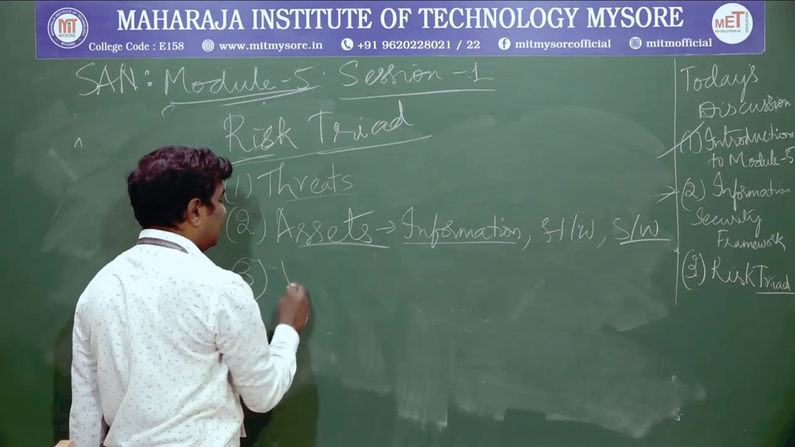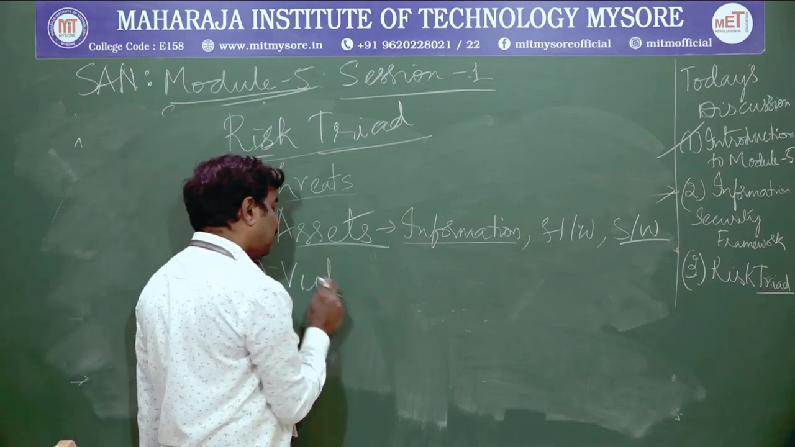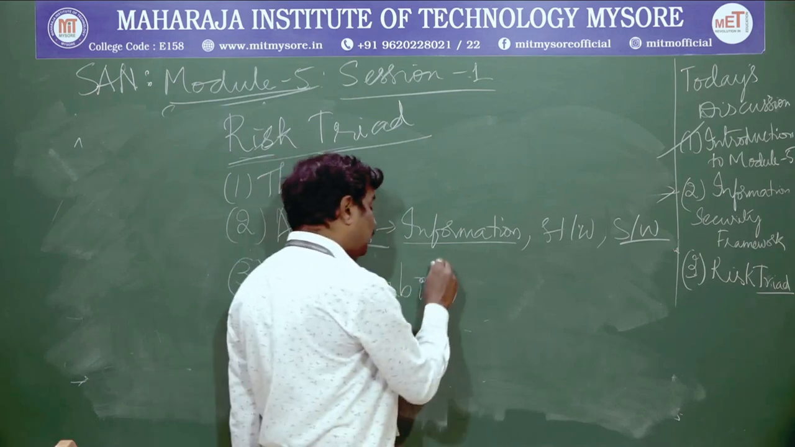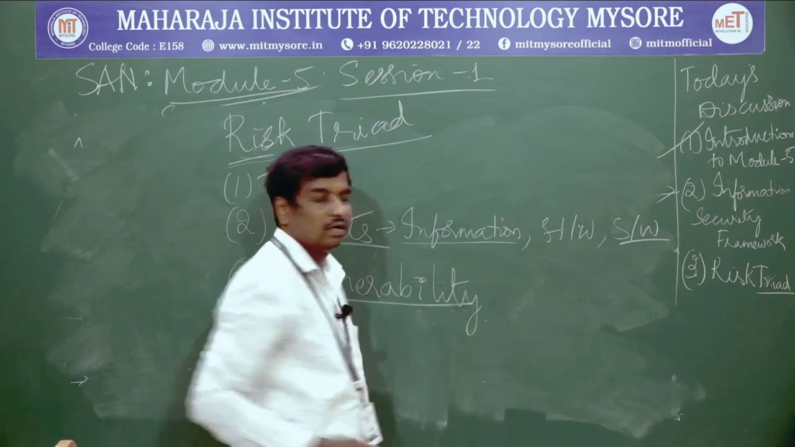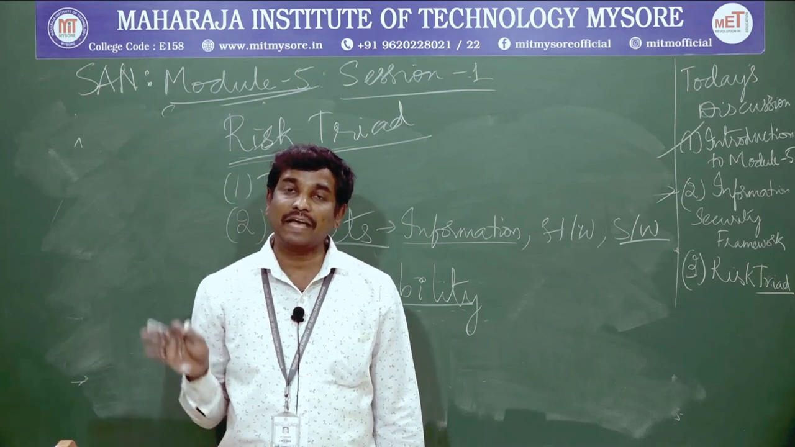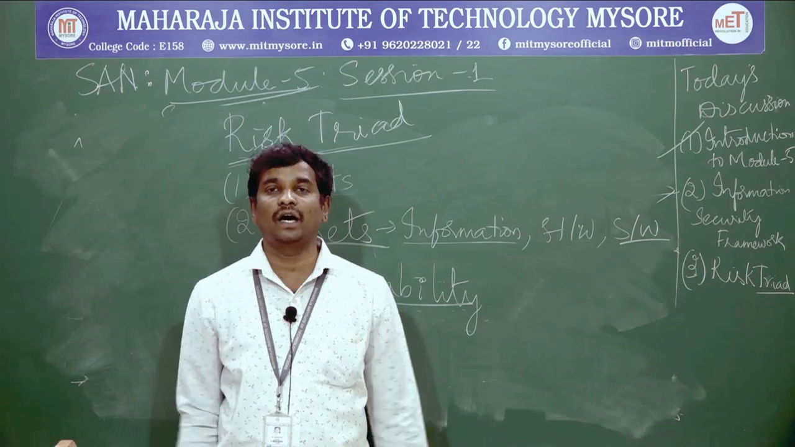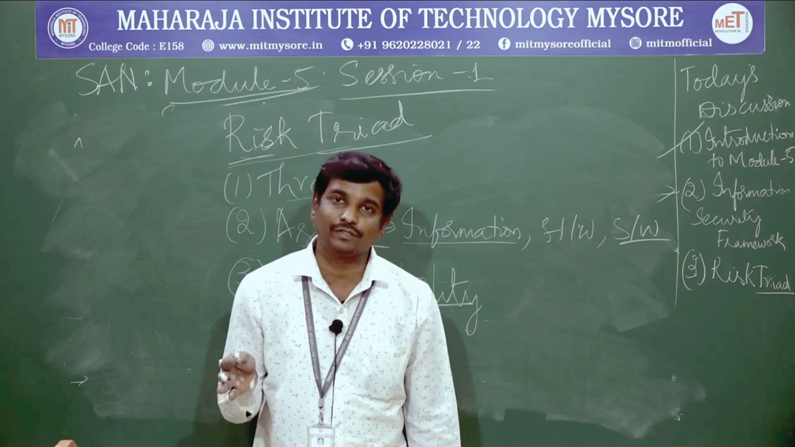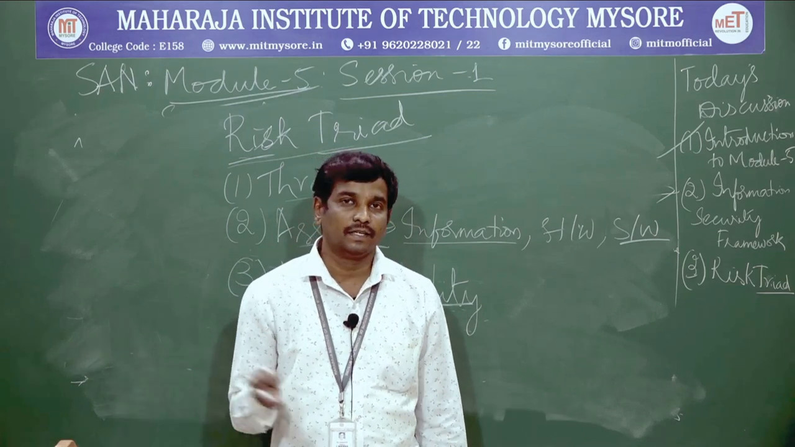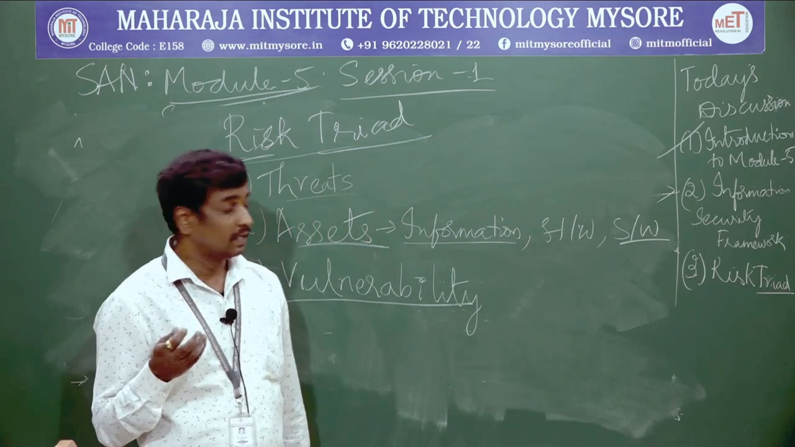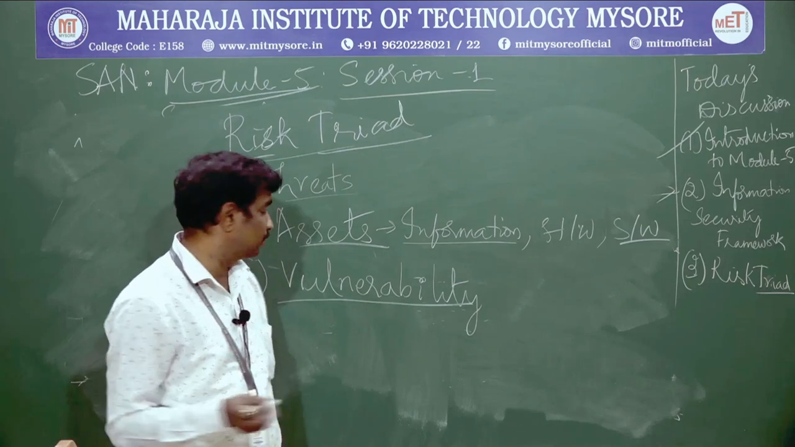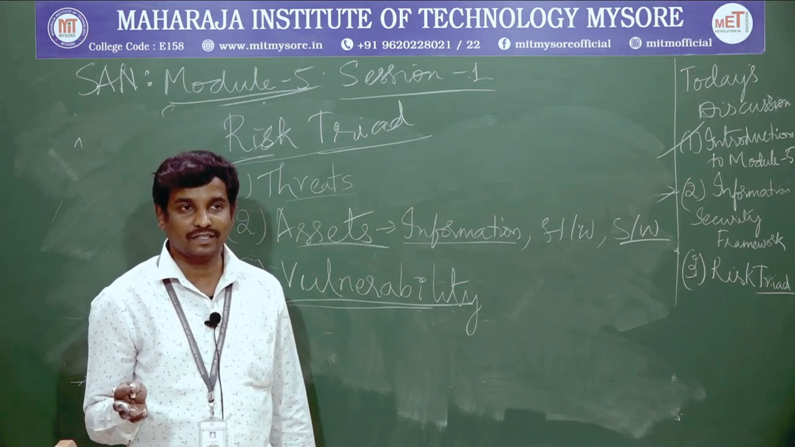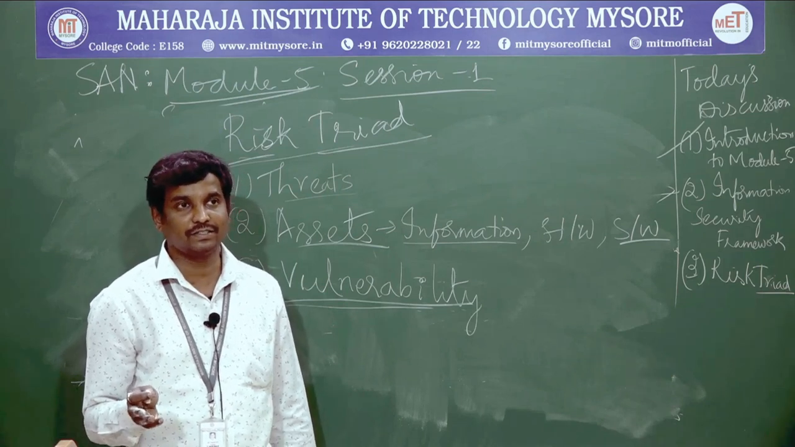The third element of the risk triad is vulnerability. Vulnerability means the person who performs the operations does so as if they were regular operations. For example, the person who is accessing the data acts like an authorized person, but he is not. An unauthorized person is acting like an authorized person and accessing the information. Whether it is confidentiality, integrity, or availability, all these will be done as if he has all authority. Such a thing is called vulnerability.